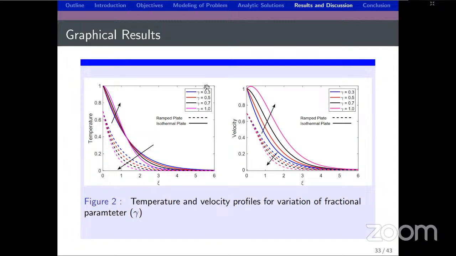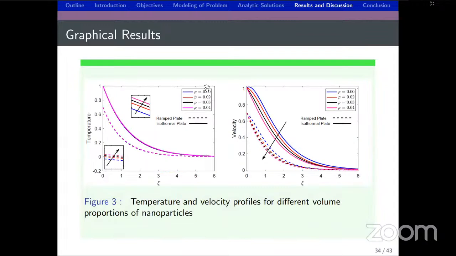So these are the temperature and velocity profile for a different volume proportion of nanoparticle. As we increase the amount of nanoparticles in our nanofluid, we can see there is an increase in temperature profile, but we can see there is some decrease in the velocity profile.